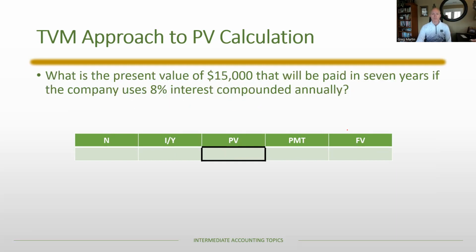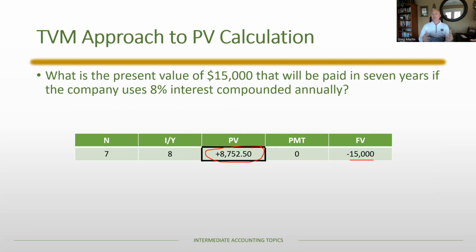All right, so let's do the other one. So again, try this one on your own. If you need to pause, please do so. And then we'll pick it up. So again, hopefully you paused it. Again, the inputs: 7 is our year, 8% is our discount rate, our future value is 15,000, and we calculate that. We get a present value of $8,752.50.